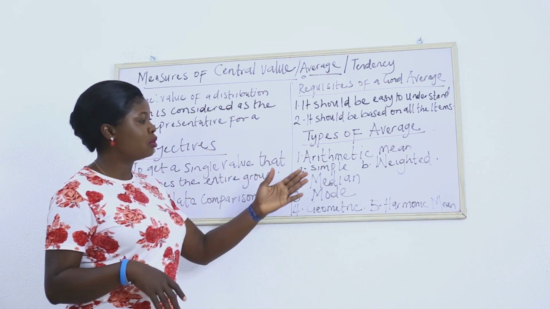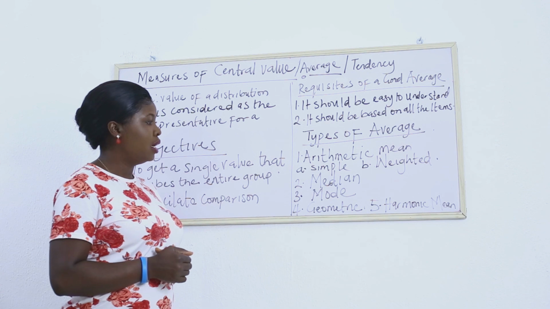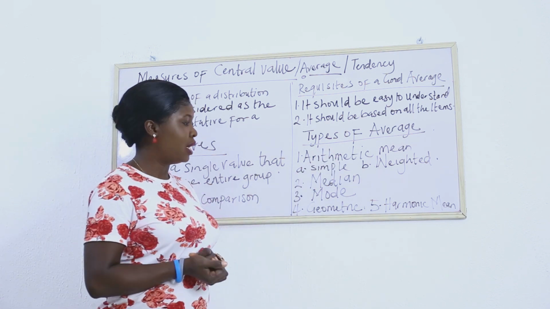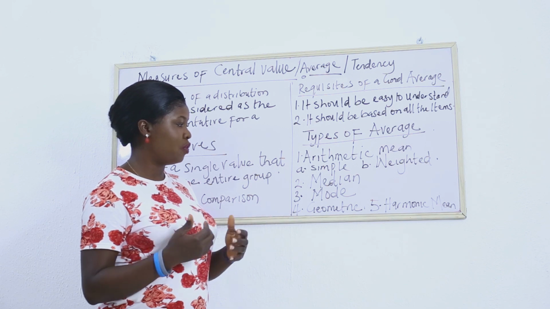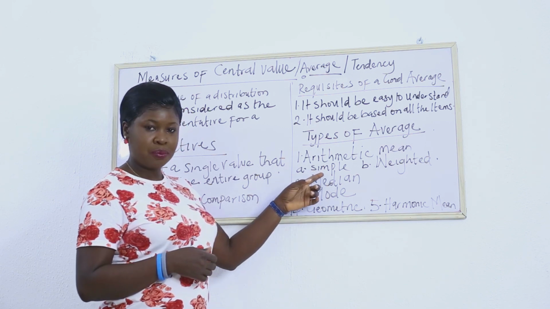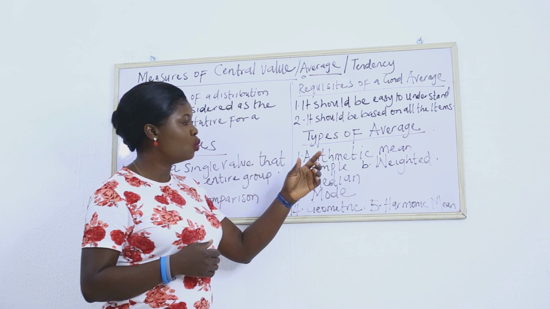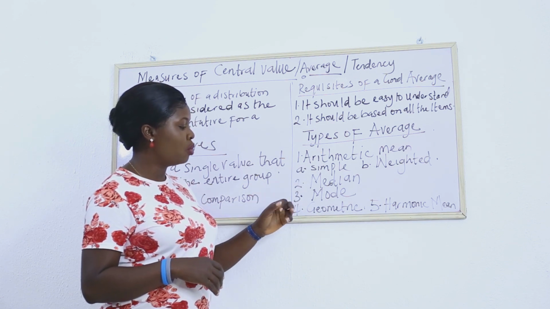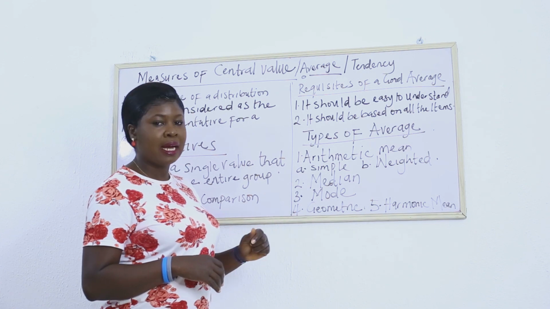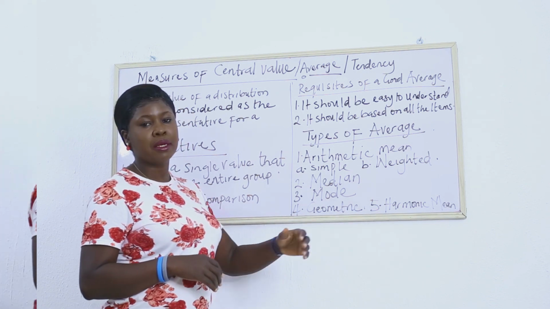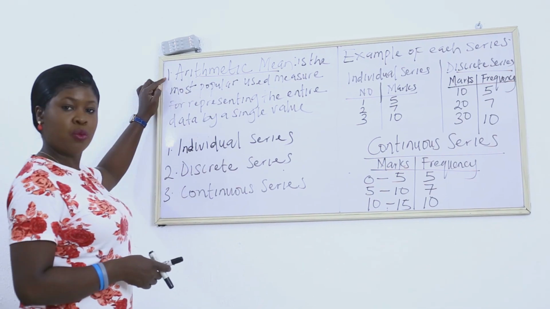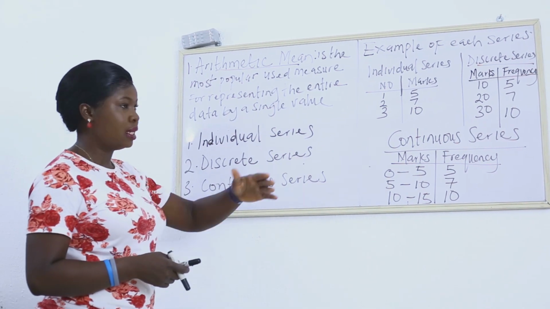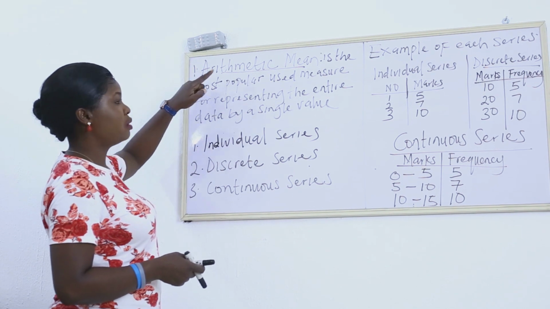Then what are the types of average that we'll be looking at? The first type is called the arithmetic mean, and the arithmetic mean can be further divided into simple mean and weighted mean. Then we'll also look at median, mode, geometric mean, and harmonic mean. So the next thing we'll be looking at is each of the types of mean I listed on the board, and the first one is the arithmetic mean.